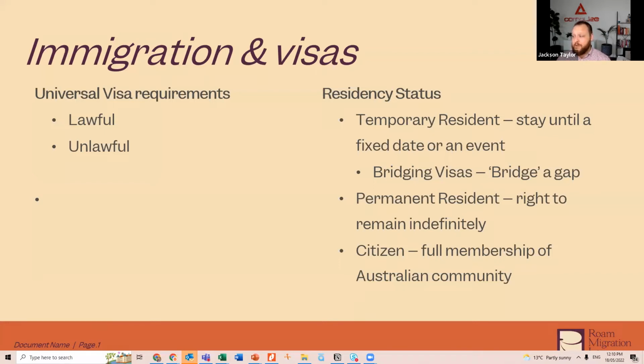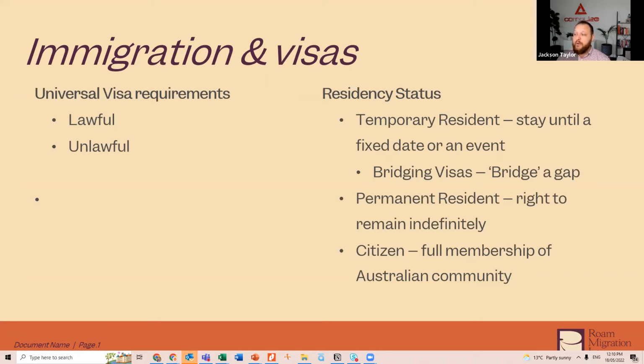Now, in terms of residency status, we have a few different statuses. You can be a temporary resident. A temporary resident holds a temporary visa and they are permitted to stay until the end of that visa. And typically the end date of a temporary visa is tied to either a fixed date, such as you receive a visitor visa, it's valid for 3 months from the date of entry. You arrive on the 1st of January, you must leave by the 1st of April.